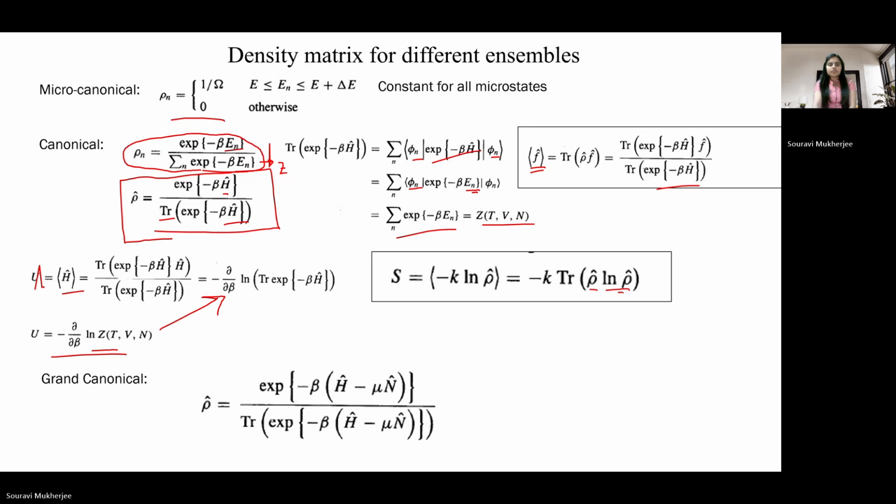Now for the grand canonical ensemble, it's the same as the canonical one, but you have this extra minus mu N term, which comes from the fact that in the grand canonical ensemble, you can exchange the number of particles. So whatever questions we typically solve for the canonical or grand canonical ensemble, if you want to do it in terms of the matrix formulation, this is how you can do it.